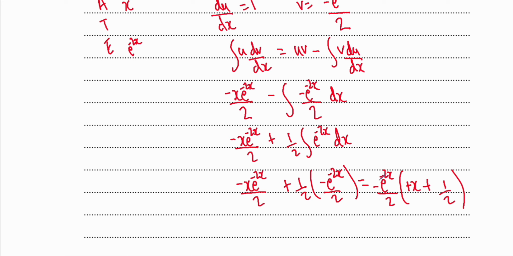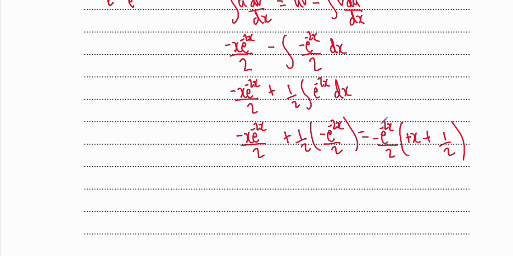Negative x e to negative 2x divided by 2, minus e to negative 2x divided by 4. So yeah, that's it. That's our answer right there.